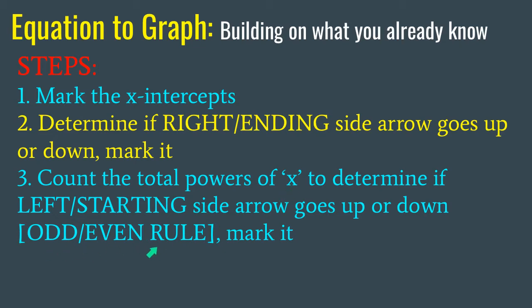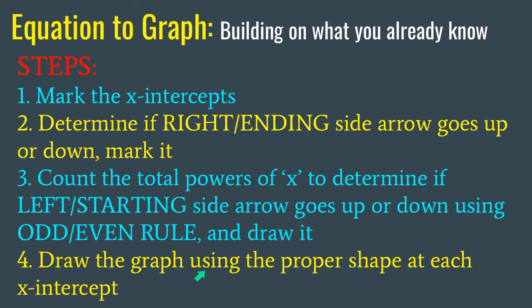And then I'm going to use the odd-even rule. The odd rule is opposite, and then the even rule is the same. So then I can figure out where that left arrow needs to be. Draw the graph using the proper shape at each x-intercept. Okay, so you want to look at each x-intercept and see exactly what it's doing.